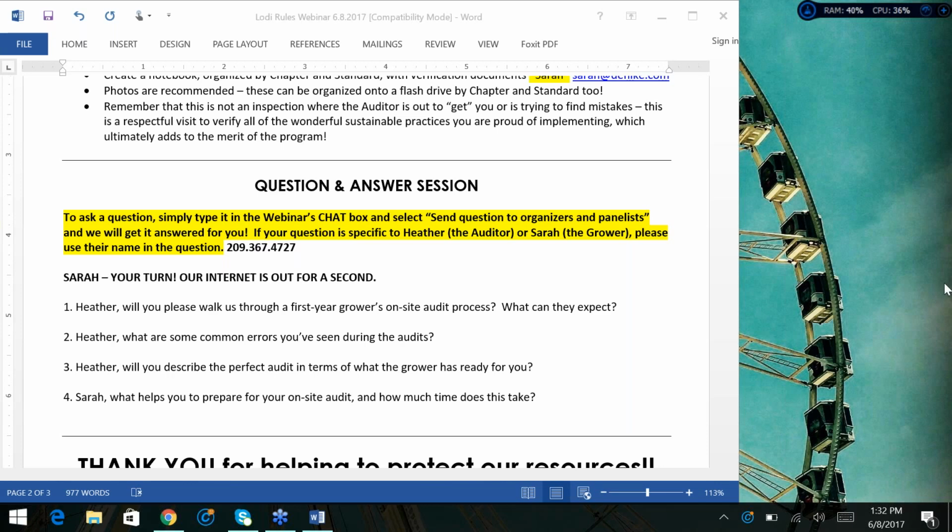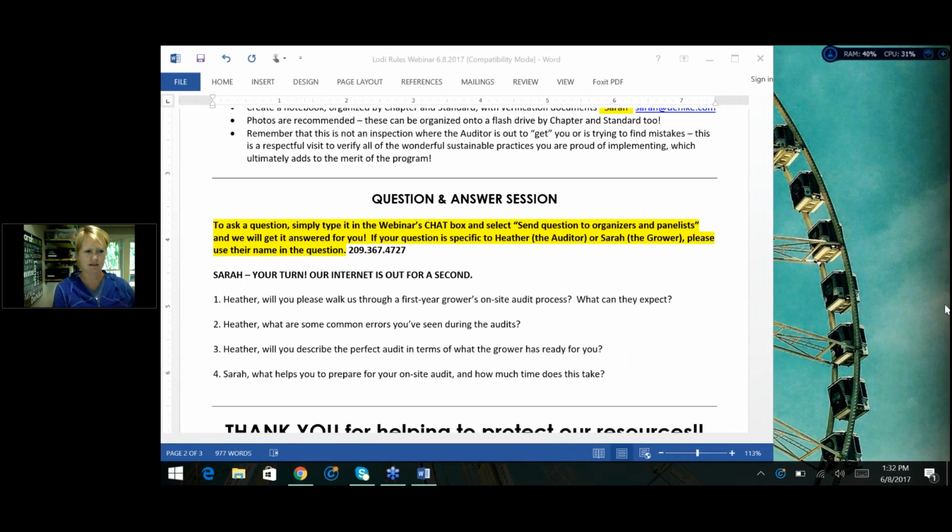Let me see if my webcam is working again. Okay. So these are my notes this year. We don't happen to have an audit, but this is from the audit checklist for this year. These are my notes on everything that I needed to gather to make sure our binder is in compliance if we were to have a random audit. So that's one of the things that helps me prepare for the on-site audit.